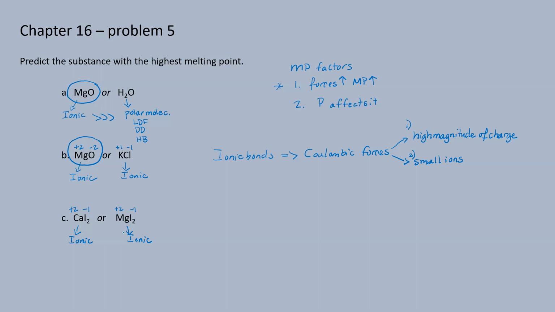Iodide is identical, but if we look on the periodic table, the magnesium ion is smaller than the calcium ion. Smaller ions allow for shorter bonds. Shorter bonds make it a stronger bond. So stronger forces are going to have a higher melting point.